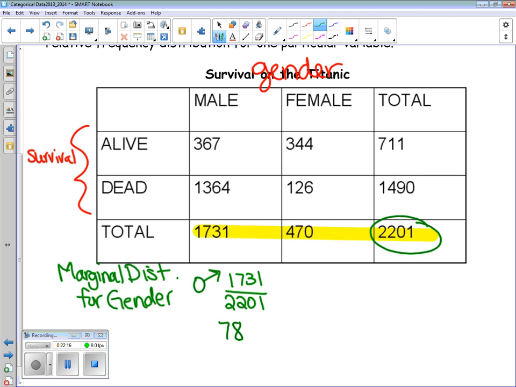78.6%. Okay. Let's do the same thing with the females. Have you ever seen this notation, by the way? Yeah, I use it all the time, so sorry if you haven't, but this is our female notation. Males and females, and we're going to say 470 of the passengers, whether they were crew or first class, second class, third class, 470 people were female.